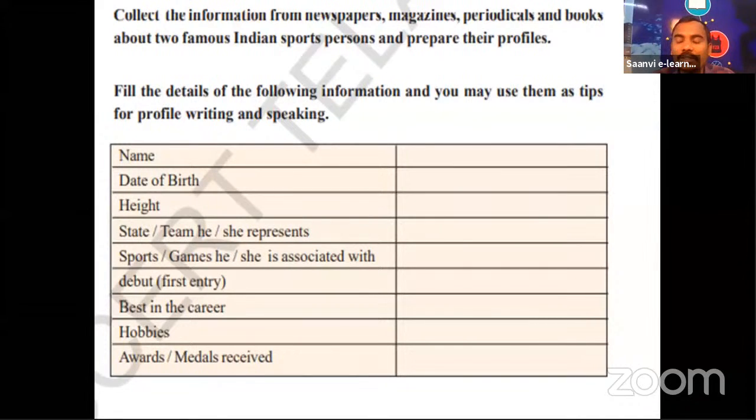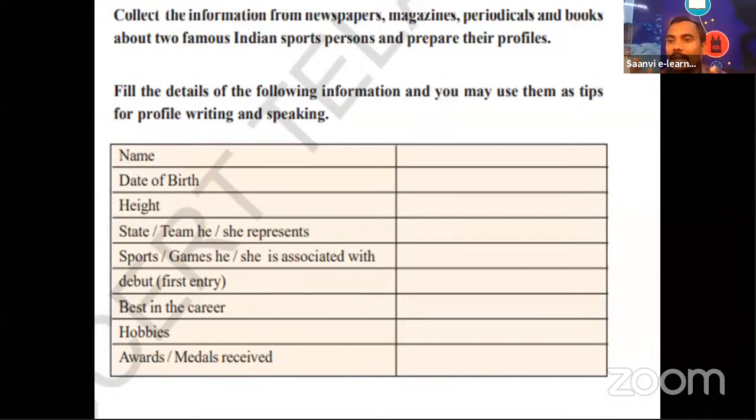So you will have to select one of the Indian sports persons and write his name, his date of birth, his height, in which state he resides, in which games he participates, and his debut, his first entry into the game, and best in the career, hobbies, awards and medals that he has received. So this is your project work.